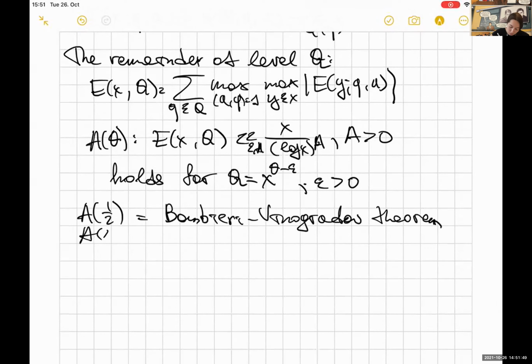So we can also say that A of 1 is the Elliott-Halberstam conjecture, which is not known. And the best we know about the primes is actually A of 1/2, which is Bombieri-Vinogradov. So this means that for Friedlander-Iwaniec, in order to manage to do something, you need to overcome this 1/2 in a way. You need to make it a little bit better.